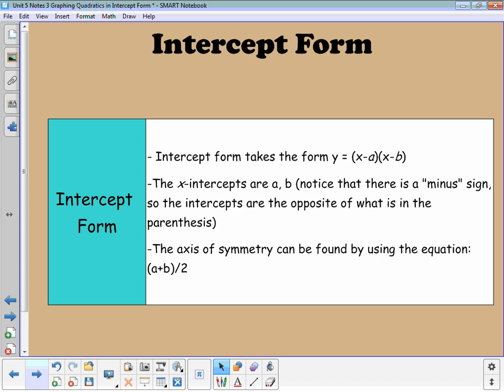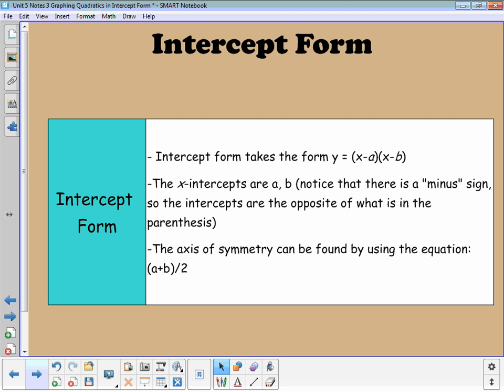What I want you to notice is that there's that minus sign in there. So the x-intercept is going to be the opposite of whatever it is in the parenthesis, and that's where that zero product property is going to become really important, because you're going to have to set each of those equal to 0 and solve.